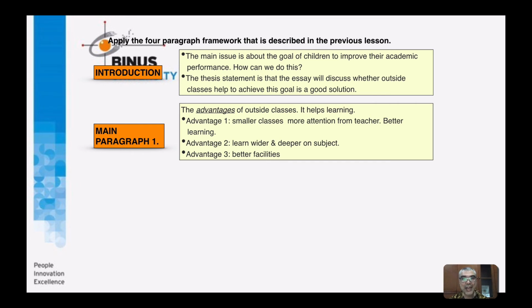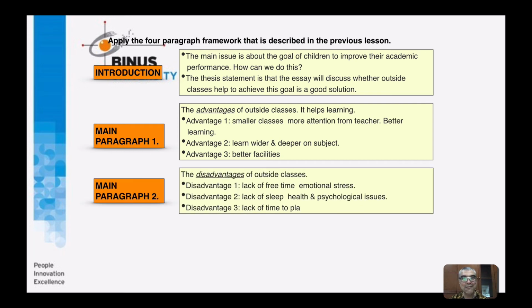Well, we've looked at main paragraph 1. Can you think what main paragraph 2 is going to be about? Remember the key words? We've just written about the advantages. Now we have to consider the disadvantages of outside classes. Disadvantage number 1 then could be that students have less free time, which means they experience more stress.